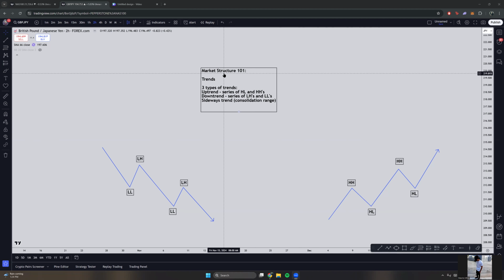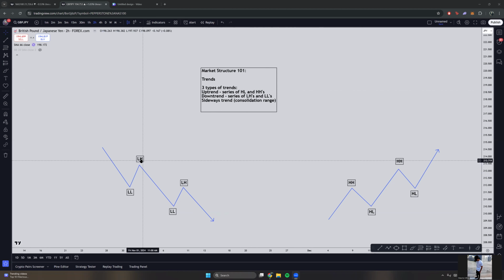So, market structure 101. The market moves in a trend at all times. Either the market is trending upwards, that is forming a series of higher lows and higher highs, or the market is trending downwards, that means it's forming a series of lower highs and lower lows. Or the market is in a sideways trend, also known as a consolidation range or a price range.